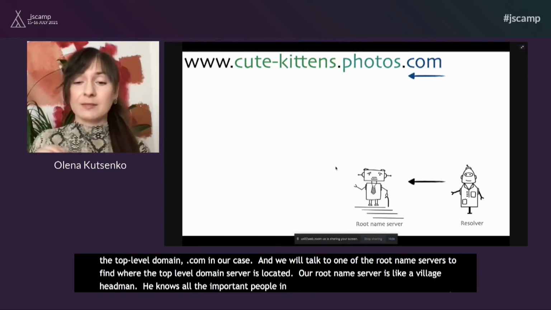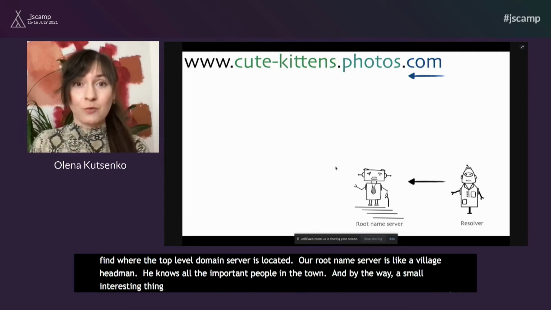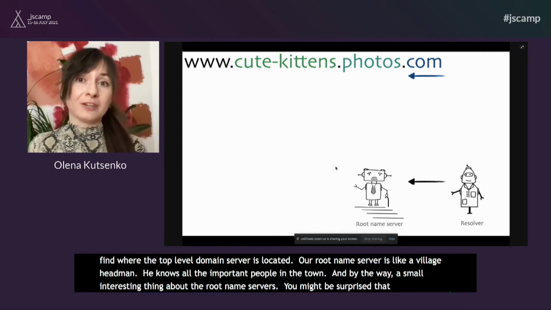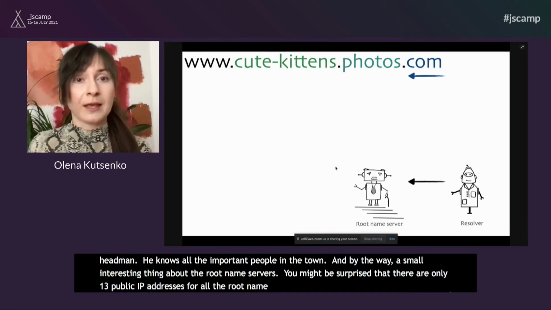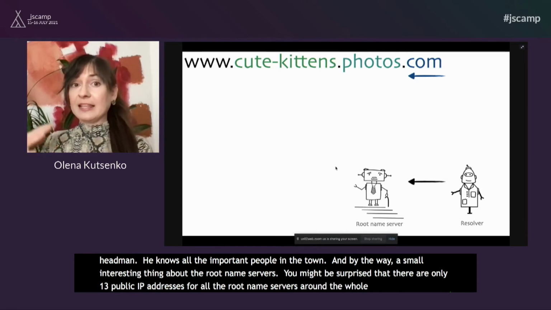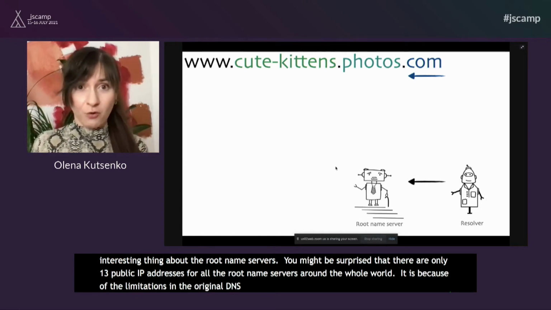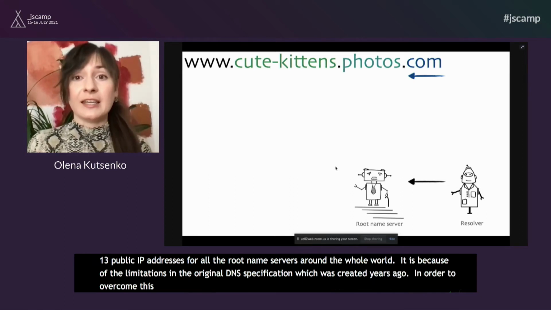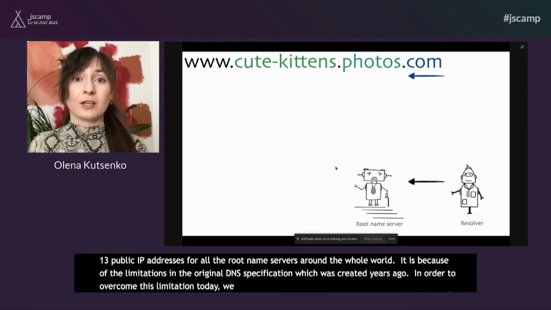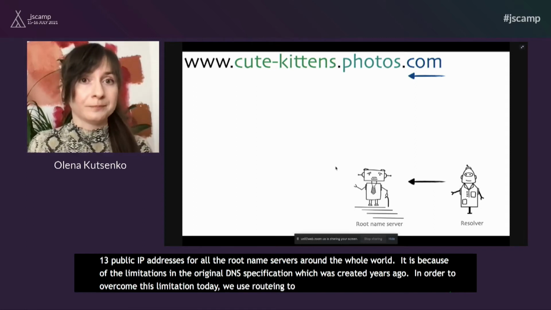And by the way, a small interesting thing about the root name servers. You might be surprised that there are only 13 public IP addresses for all the root name servers around the whole world. It is because of the limitations in the original DNS specification, which was created years ago. In order to overcome this limitation today, we use Anycast routing to distribute the requests across more than 600 different servers around the whole world.